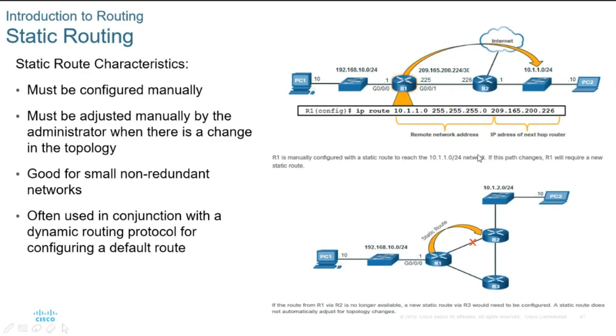In this second figure, R2 went down. If the route from R1 via R2 is no longer available, a new static route via R3 would need to be configured. So static route does not automatically adjust for topology changes. You need to manually put in which router. This is static routing, so this is manually configured.